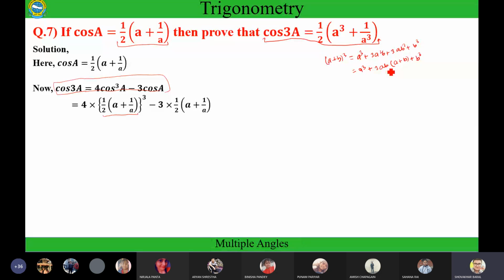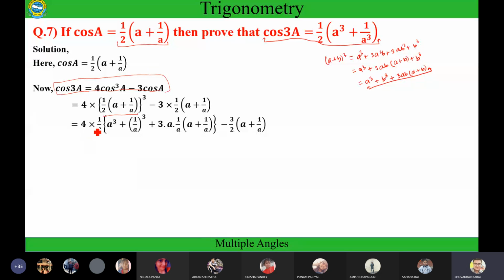I can take 3ab common here. So if I further do the rearrangement, it will be a cube plus b cube plus 3ab (a plus b). We can do it this way also. So I'm going to use this format directly. So don't get confused. So 1 by 2 cube is 1 by 8.